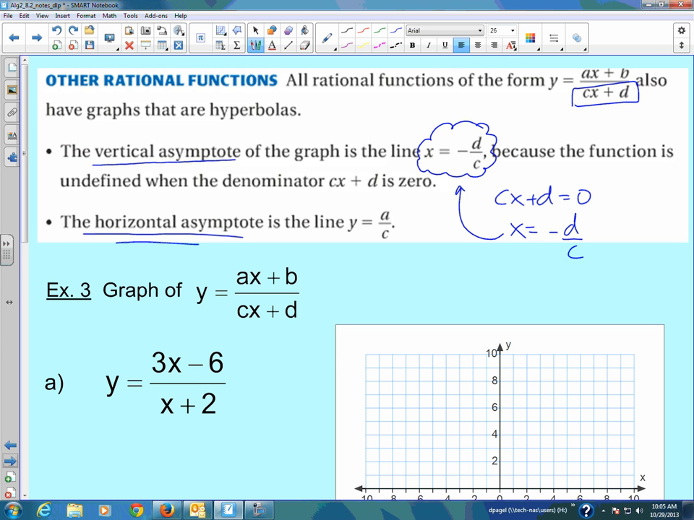And y equals a over c. So for the horizontal asymptote, where does that come from? Well, we have ax plus b over cx plus d. The denominator and the numerator are both powers of 1, so you have a situation where the degrees of the functions are the same. And we said that the horizontal asymptote is just the coefficient in front of those, so that's where that is coming from.